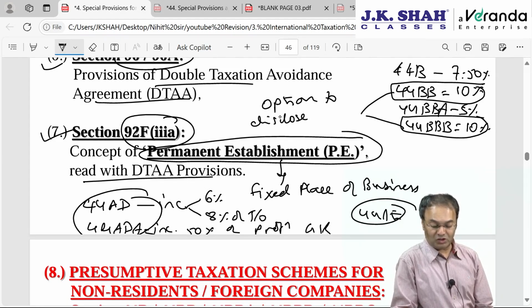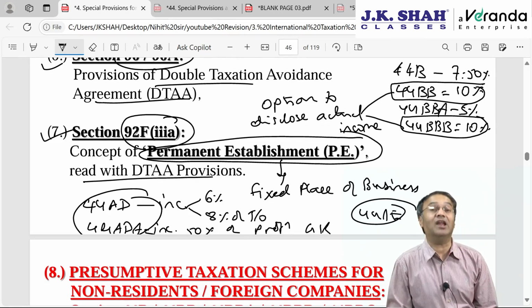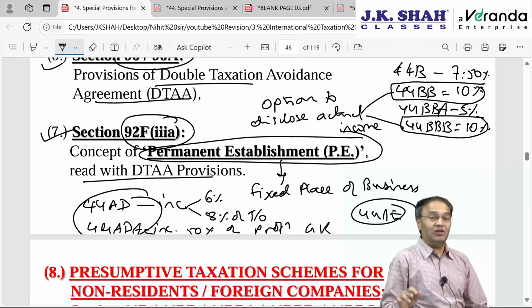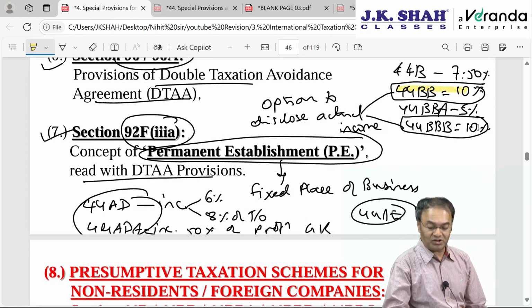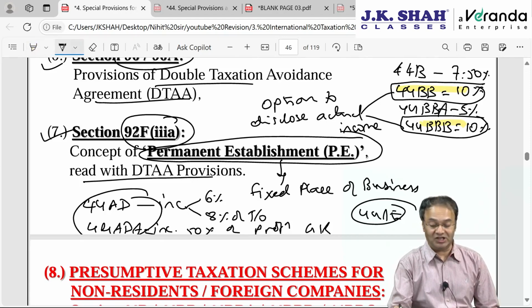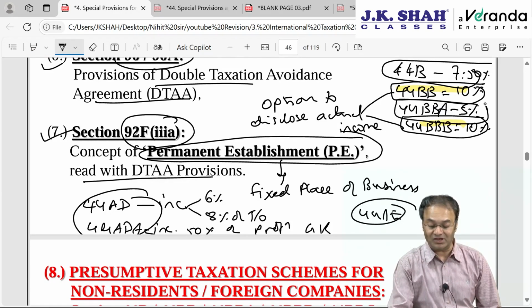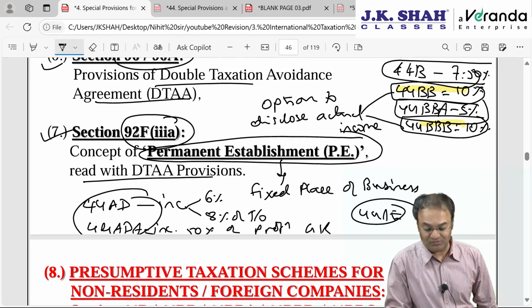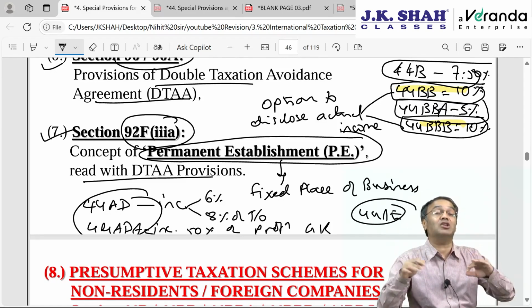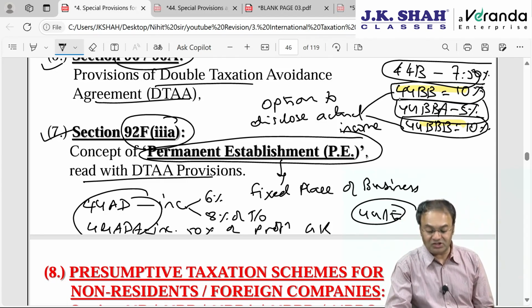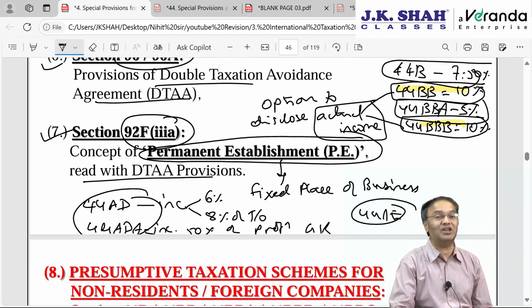And wherever it was 10%, the assessee had an option to disclose actual income instead of presumptive income, if some parameters are satisfied, like they have to maintain books of accounts compulsorily and get those books of accounts specially audited. Even if audit is not attracted, they will have to get the books of accounts audited. Wherever it is 10%, this option is available. Wherever 5% or 7.5% is applicable, like 44B and 44BBA, the assessee cannot opt out of the presumptive taxation scheme. Presumptive taxation scheme is automatically applicable. Within the presumptive taxation scheme, the assessee cannot disclose actual income. For these 2 sections, the assessee can go for actual income by maintaining books and getting them audited.